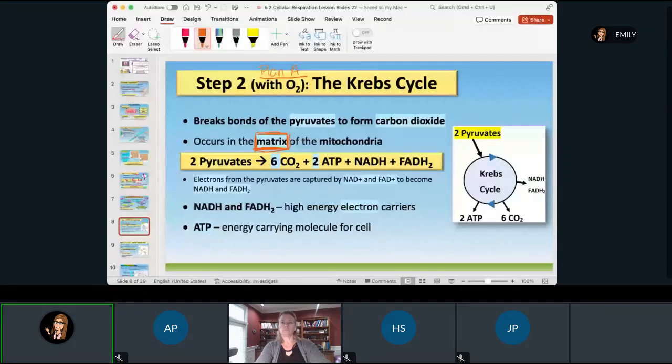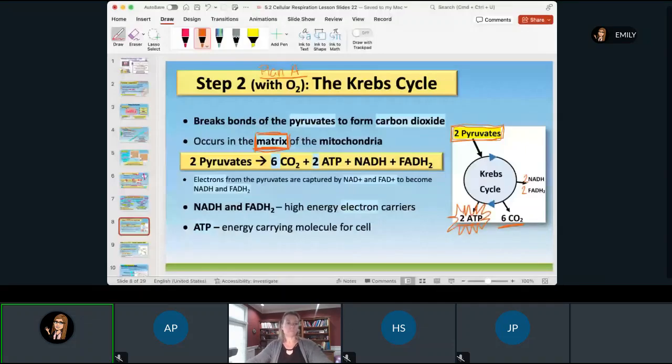So my ingredients for this, or my input, is 2 pyruvates, and they go in one at a time, so this cycle will happen twice. With my 2 pyruvates going through the Krebs cycle, I'm going to be getting 2 NADH, 2 FADH2s, which we'll talk about in a second, 6 CO2s and 2 ATP.